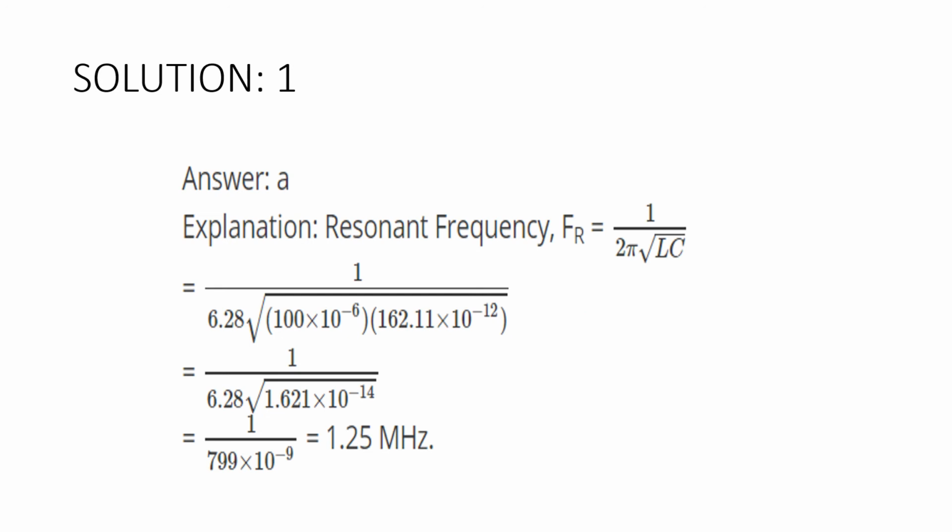The right answer is A. The explanation: as per the formula we know, the resonant frequency Fr equals 1 upon 2 pi under root LC. We put in the values of inductance and capacitance. We get 1 upon 6.28 under root 100 into 10 raised to power minus 6 into 162.11 into 10 raised to the power minus 12. We altogether get 1.25 megahertz. This is the right answer, A, 1.25 megahertz.